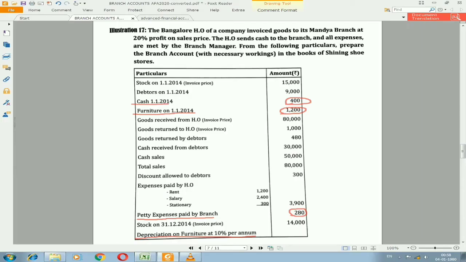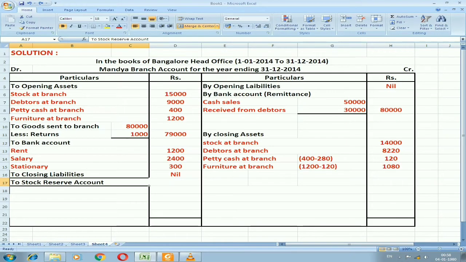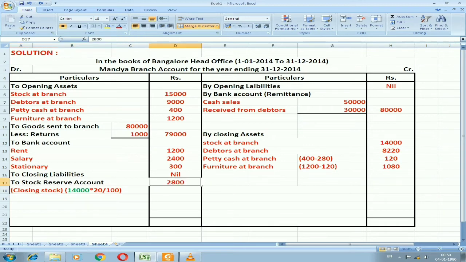As you can see in the illustration they have given the profit margin, that is 20% profit on sales price. As they have mentioned on sales, we need to take 20 divided by 100. This rate will be taken on opening stock, closing stock as well as the goods sent from the head office. First we'll take it on closing stock, which is supposed to be recorded on the debit side. We have closing stock of 14,000, and they have mentioned 14,000 is included as invoice. They have already mentioned it in the illustration. For that 14,000 I need to take 20 divided by 100. The amount of profit is 2,800.